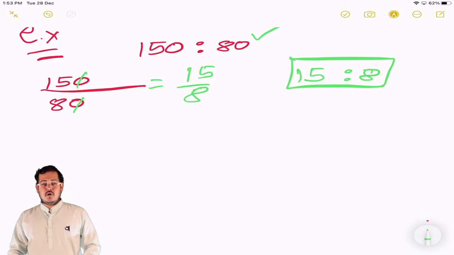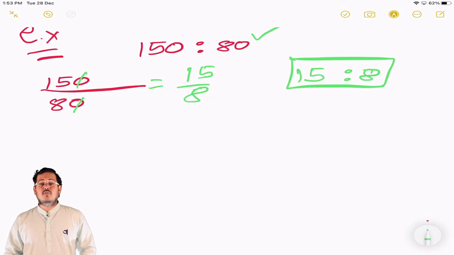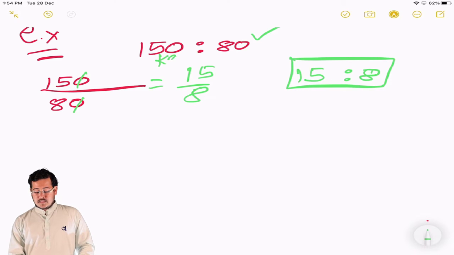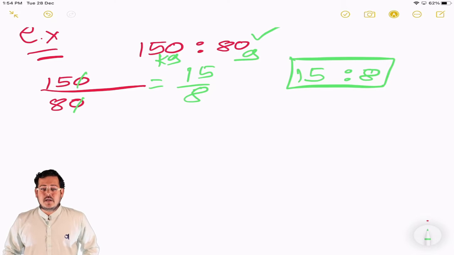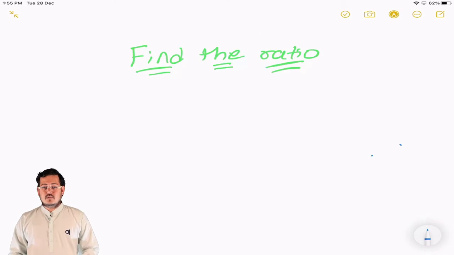Now in the next topic we are going to talk about ratios when their units are different. I am having the values of the ratio, but what if I have written something here as 150 kg and the second quantity is represented in grams? So how will we solve that sum? We will go with it.